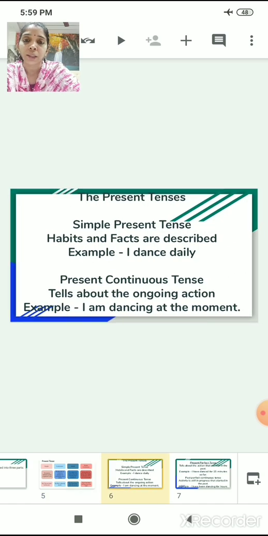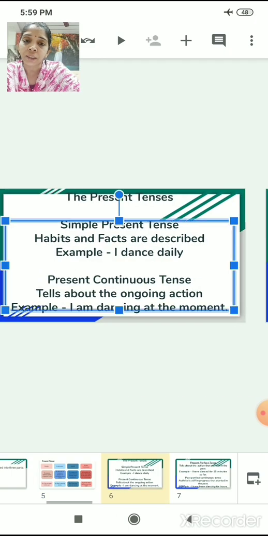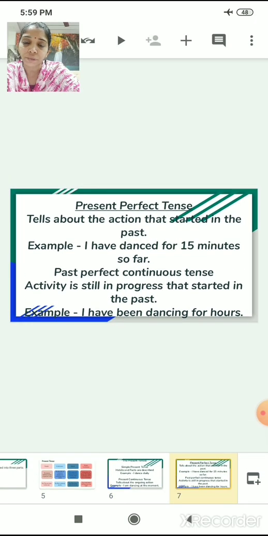So in short, simple present tense describes habits and facts. Present continuous tells us about ongoing action. Present perfect tense expresses an action that has recently been completed, and present perfect continuous describes an action that began in the past and is still continuing.